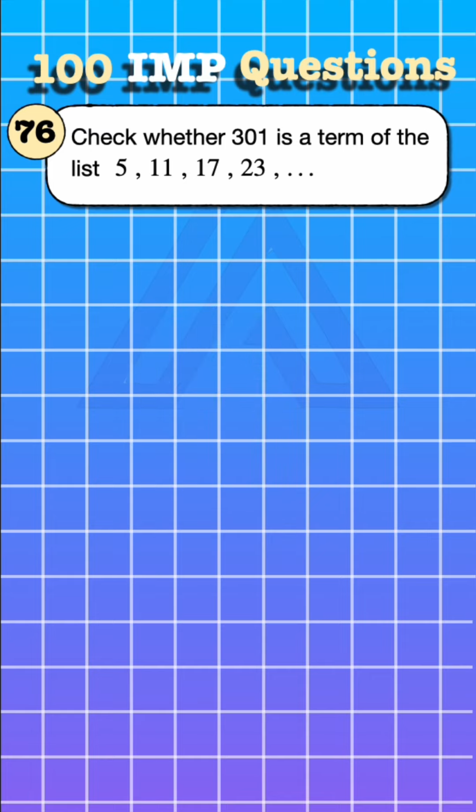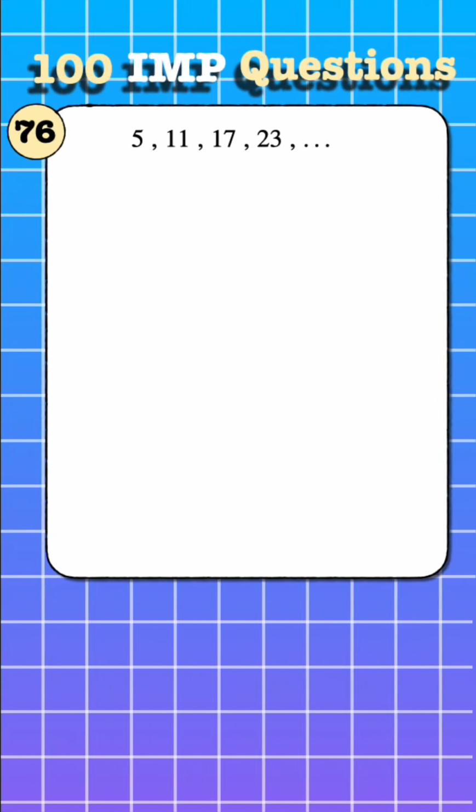Question number 76. Check whether 301 is a term of the list 5, 11, 17, 23 and so on. Right. So the AP given to you is 5, 11, 17, 23. First term is obviously 5. Common difference you can calculate: 11 minus 5 is 6. You can also check, 17 minus 11 is also 6.